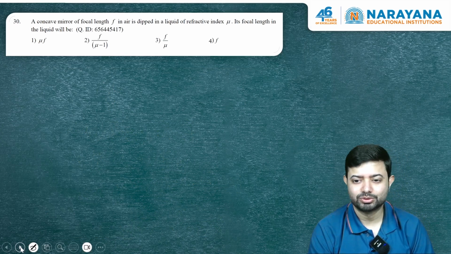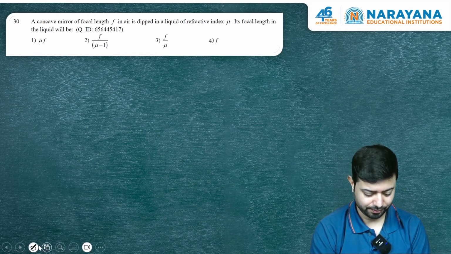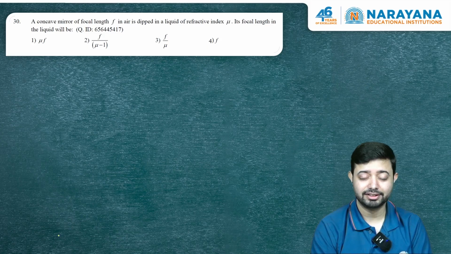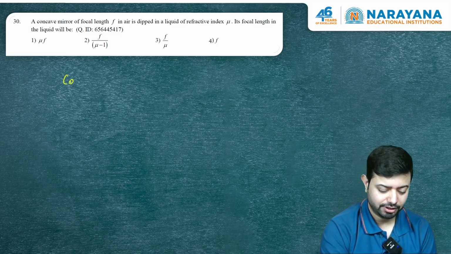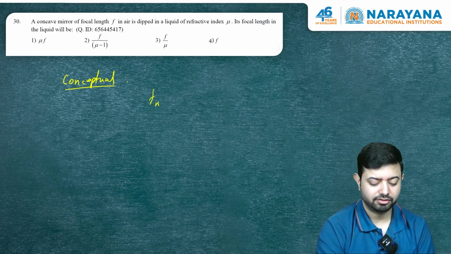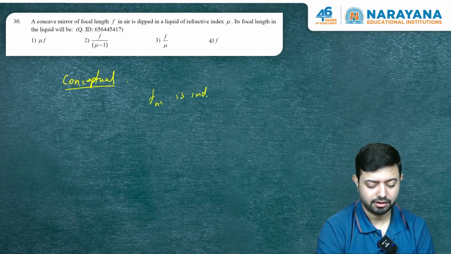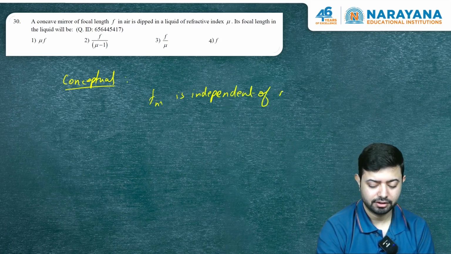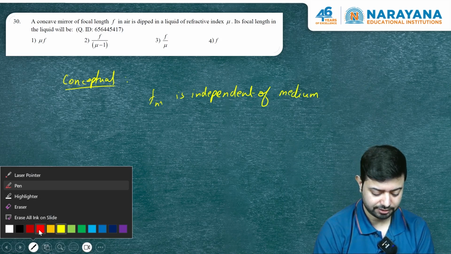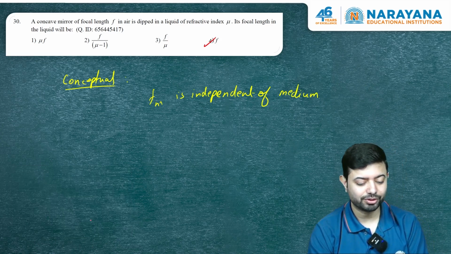All right, let us look at the next question. This is a concave mirror of focal length f in air, dipped in a liquid of refractive index mu. Its focal length in the liquid will be, well, it is a conceptual question. Okay. What type of question? Conceptual, as you know that the focal length of the mirror is independent of medium, independent of surrounding medium. So, therefore, what is my answer? It is same as f, which is the fourth option.